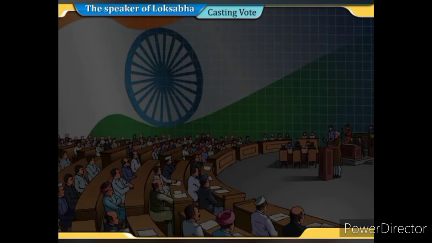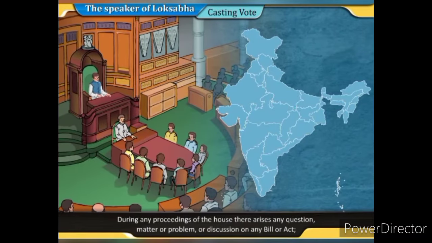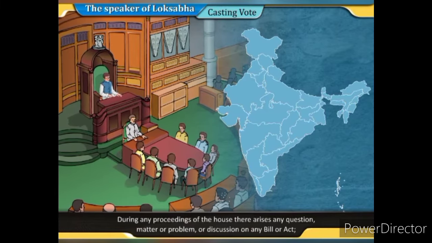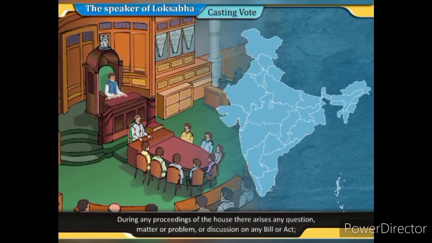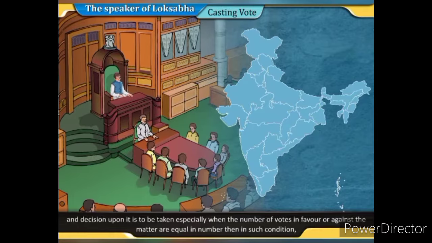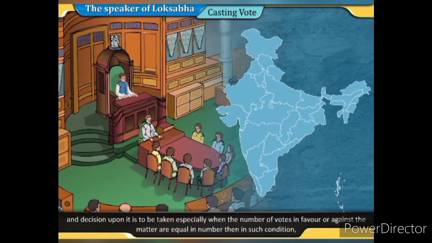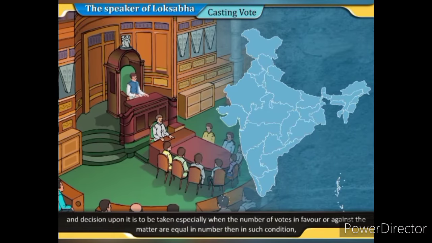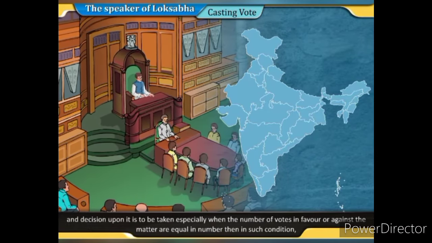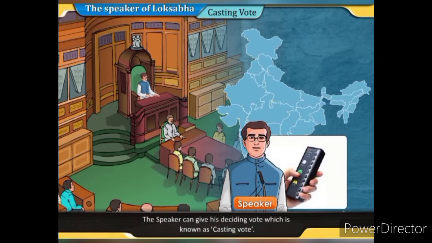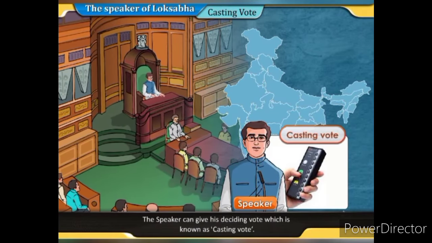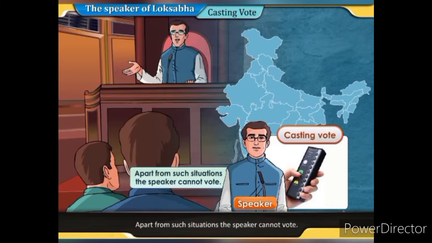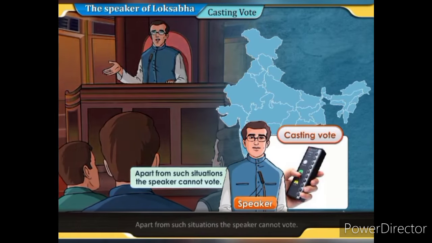Casting vote. During any proceedings of the House, there may arise a question, matter or problem, or discussion on any bill or act, and a decision upon it is to be taken, especially when the number of votes in favor of and against the matter are equal in number. Then, in such a condition, the Speaker can give his deciding vote, which is known as the casting vote. Apart from such situations, the Speaker cannot vote.